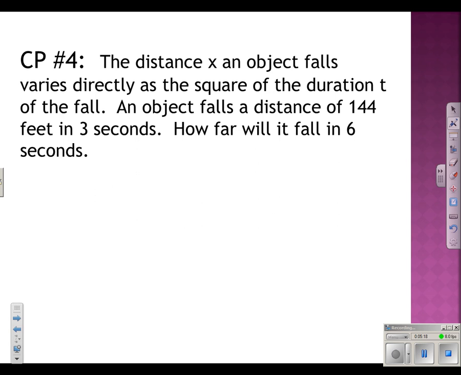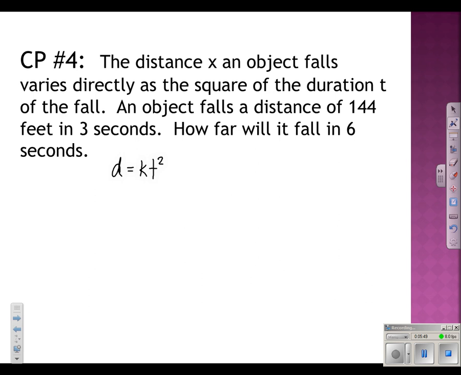Checkpoint problem 4 works with this. It says the distance x an object falls varies directly as the square of the duration t of the fall. An object falls a distance of 144 feet in 3 seconds. How far will it fall in 6 seconds? All right, so when we're looking at this one, we have the distance it falls. They used x, but honestly I'm going to use d. Distance is equal to some constant times the square of time.